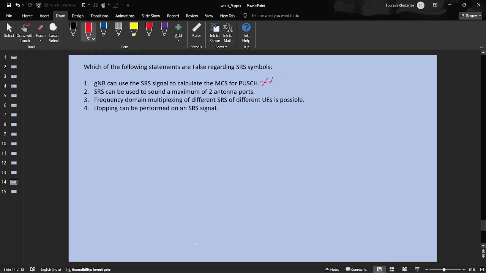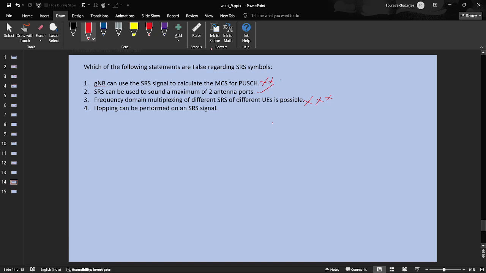The second one is false. SRS can be used to sound a maximum of 2 antenna ports. It should be 4 here, so that should be false. And then comes frequency domain multiplexing of SRS of different users is possible. Is that true? This is true, because of the comb structure. So this again is not our answer.